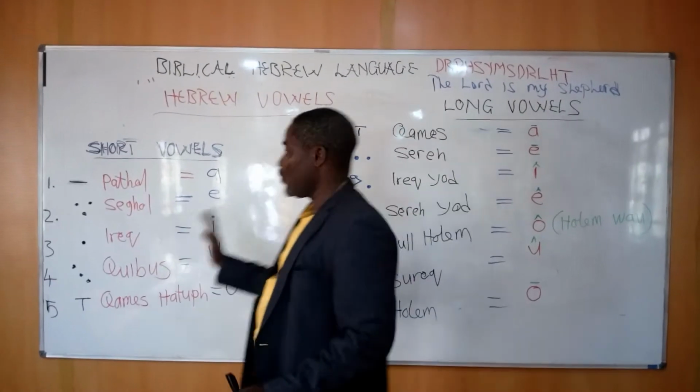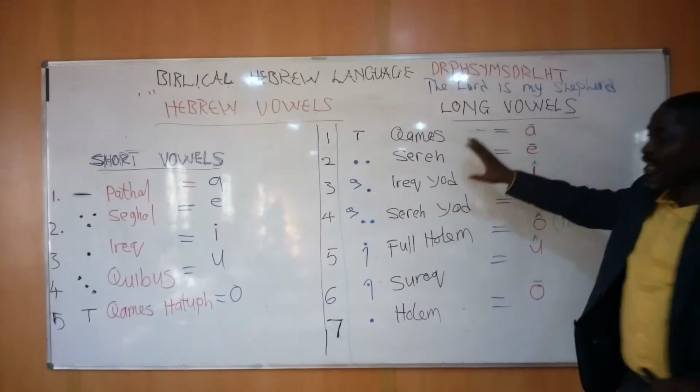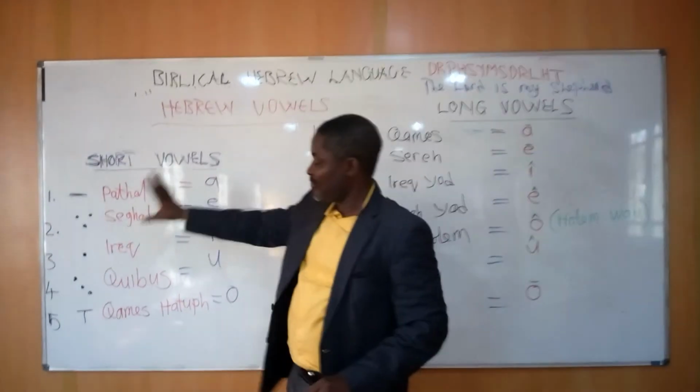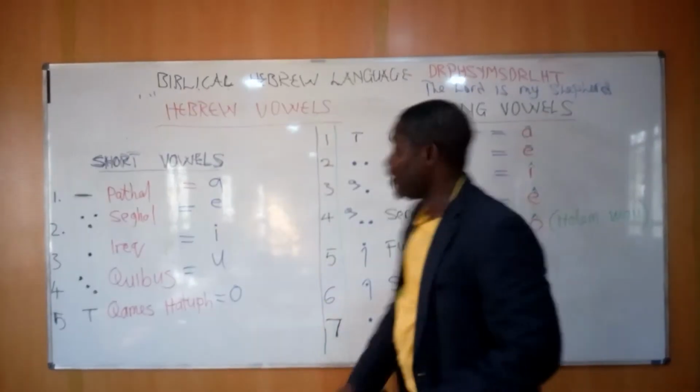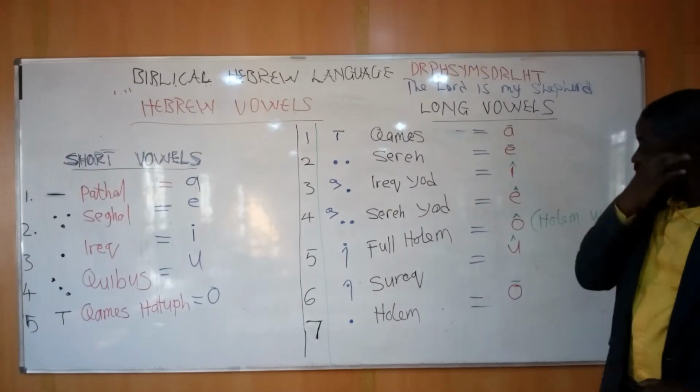Now, you have both short vowels and long vowels. Under the short vowels, you have 5 vowels. Then under the long, you have 7 vowels. And I want us to learn this.